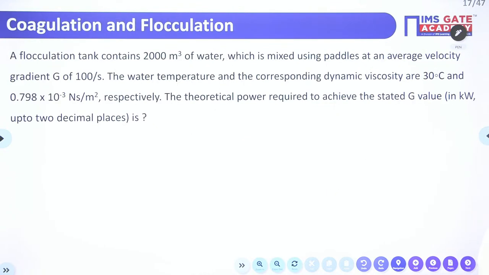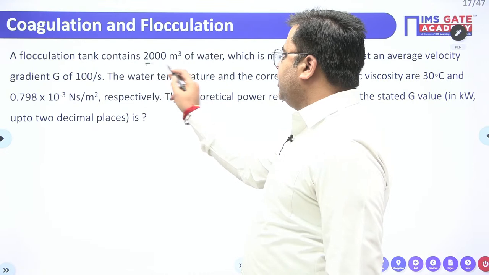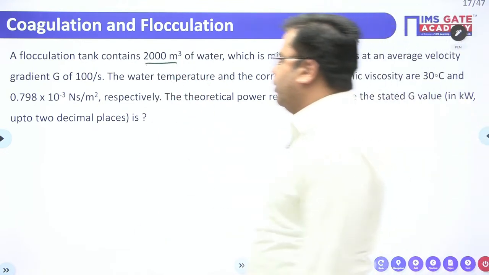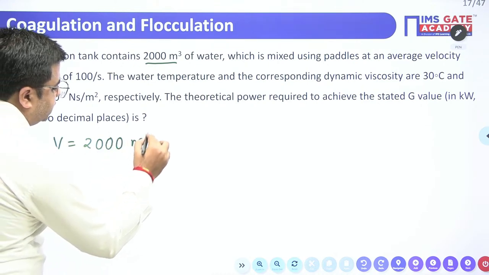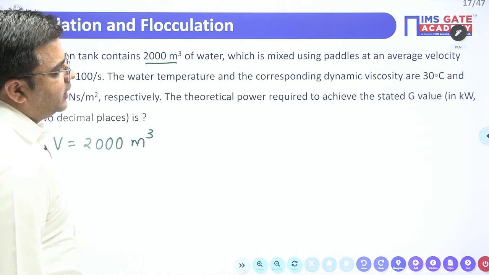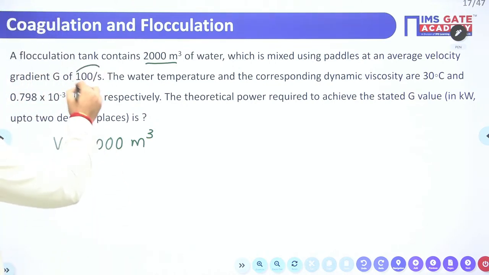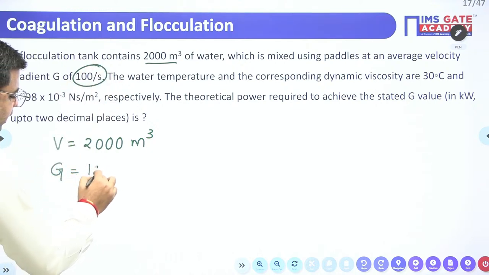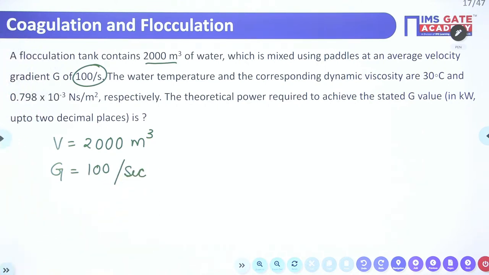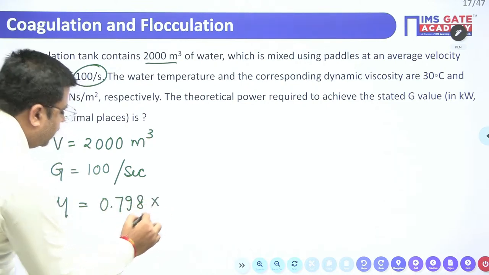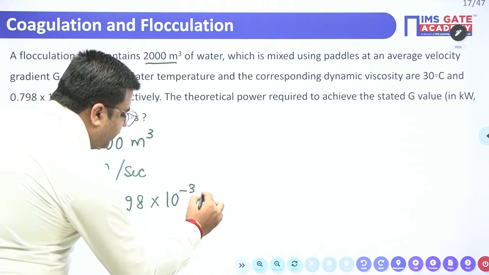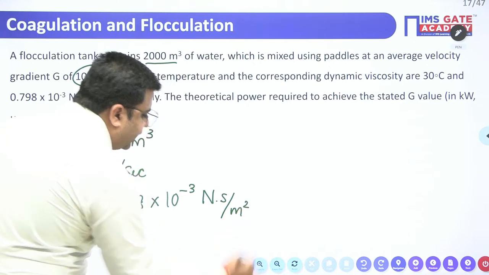Moving on, we have a question: a flocculation tank contains 2000 meter cube of water. So the volume of the tank is directly given, 2000 meter cube, which is mixed using paddles at an average velocity gradient of 100 per second. We are given the value of G as 100 per second, right? Next, the water temperature is 30 degrees Celsius and the corresponding dynamic viscosity is 0.798 into 10 raised to the power minus 3 Newton second per meter square. So the value of mu is given.